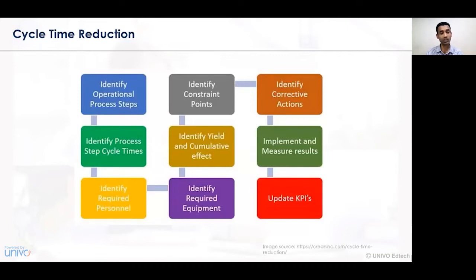Now let us understand the various processes that are followed in cycle time reduction. The first step we need to undertake is identifying the operational process steps. What we need to do is identify the various operational processes or steps that have been undertaken and how those activities can be performed. This identification is essentially required.